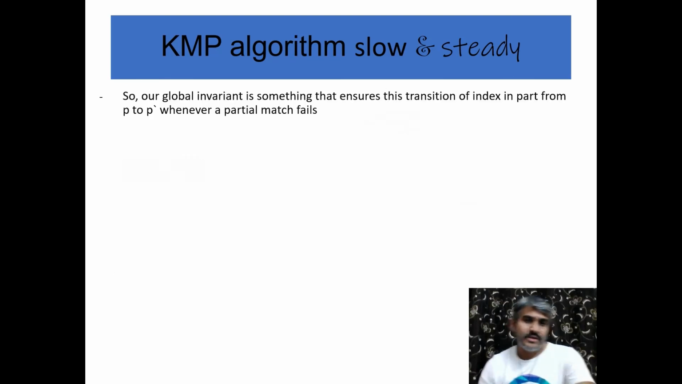So our global invariant is something that ensures this transition of index in the string part from P to P prime whenever a partial match fails. So if we somehow ensure that whenever a partial match fails, we correctly switch the index into the part from P to the appropriate P prime, then we can use our existing solution and make it behave correctly.